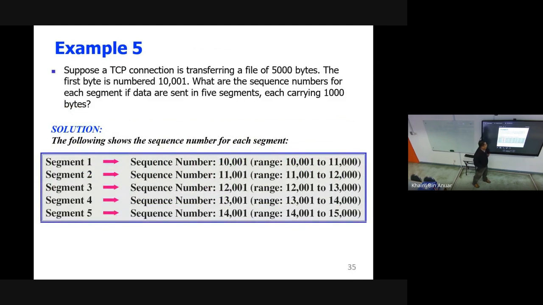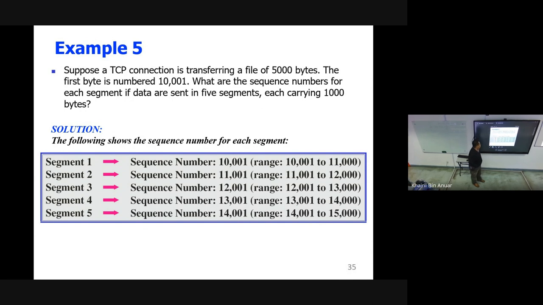Here is an example. If you have a transfer of 5,000 bytes, and the first byte is numbered 10,001, what is the sequence number for each segment, if you have to send 5 segments, each carrying 1,000 bytes? This is just saying that the size of your TCP segment is 1,000 bytes, and you need to deliver 5,000 bytes. So if you divide 5,000 by 1,000, it means you need 5 segments of TCP packets.